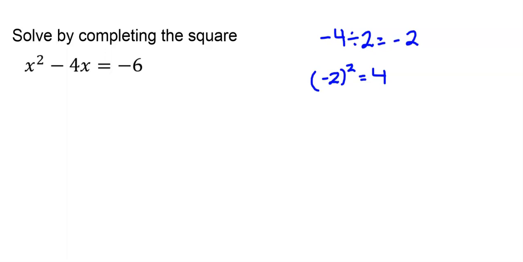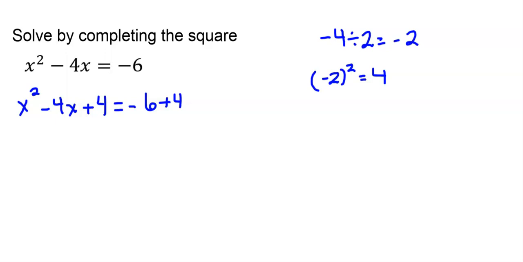So if we want to complete the square on the side of the equation with the variable, we're going to add that 4 to the left side of the equation. That gives us a perfect square trinomial on the left, but this is an equation and we have to keep a balanced equation. So if we add 4 to the left side of this equation, we need to add 4 to the right side to keep a balanced equation.